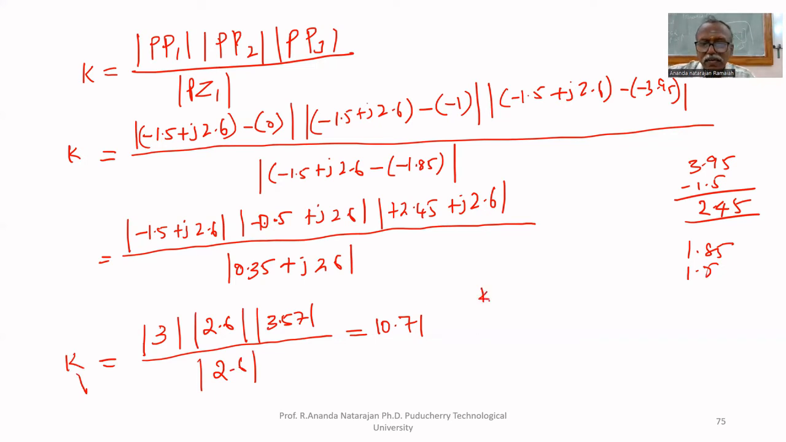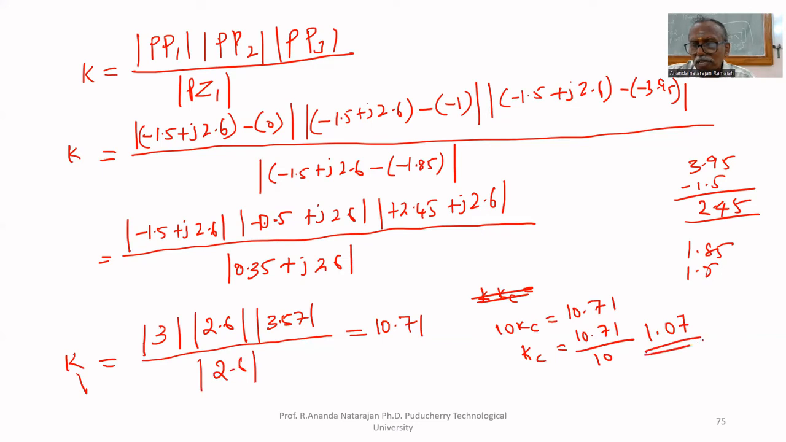But we know that 10 Kc equals 10.71. Therefore, Kc equals 10.71 divided by 10. That is 1.07. 1.07 is the Kc value.